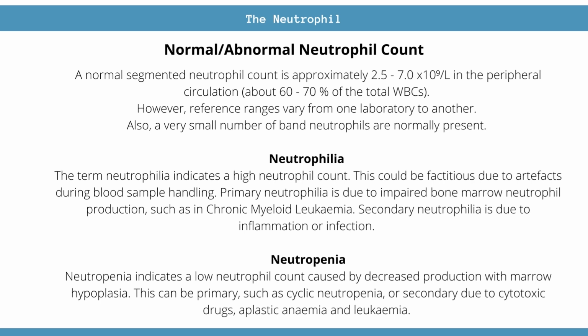Neutropenia indicates a low neutrophil count caused by a decreased production with marrow hypoplasia. This can be primary, such as cyclic neutropenia, or secondary due to cytotoxic drugs or disorders such as aplastic anemia and leukemia.